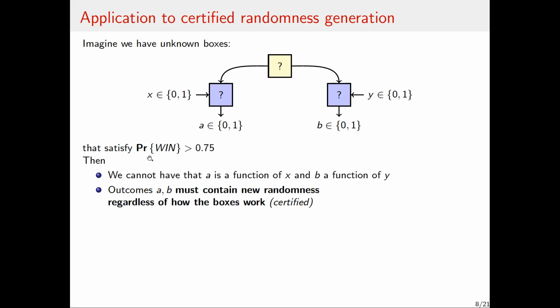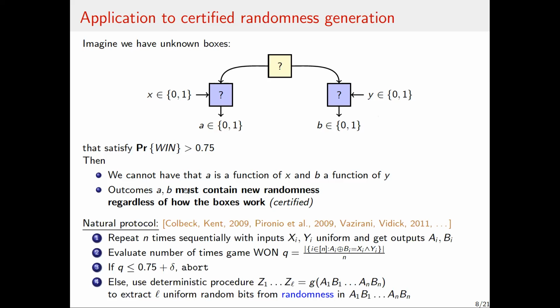Okay, so just by the fact that these boxes win this game with a probability bigger than 3/4, I know that these outputs A and B have to contain randomness. So they cannot be just deterministic functions of X and Y, for example. And the fact that it's regardless of how the boxes work is really the certified aspect of this randomness generation. Okay, so now using this observation, one can come up with a natural protocol.